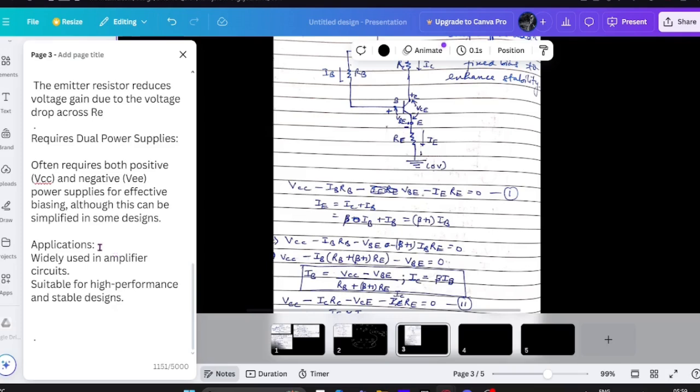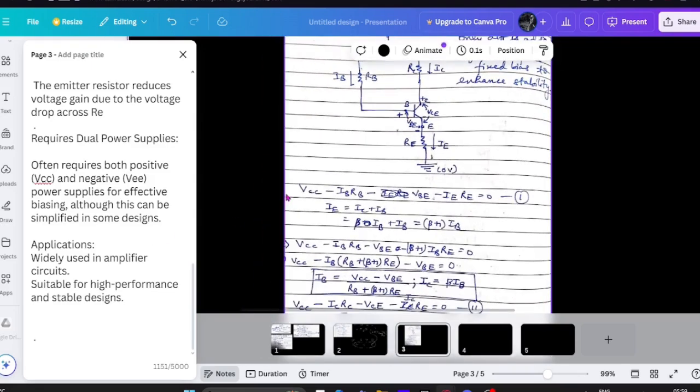This particular emitter bias configuration of transistors is used in amplifier circuits, and it is also very highly suitable for high performance and stable designs in complex circuitries.